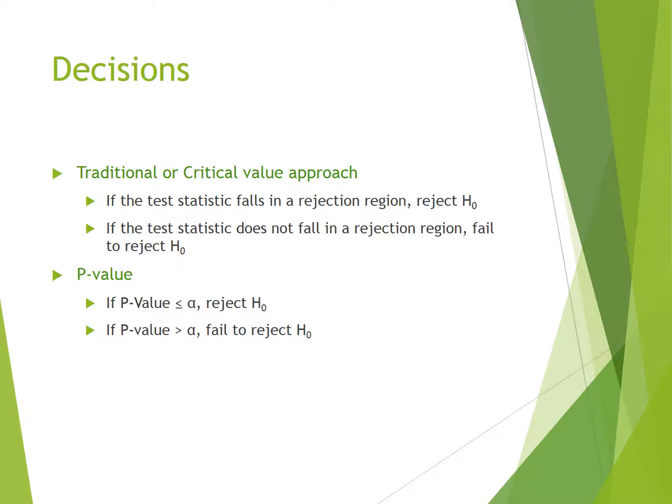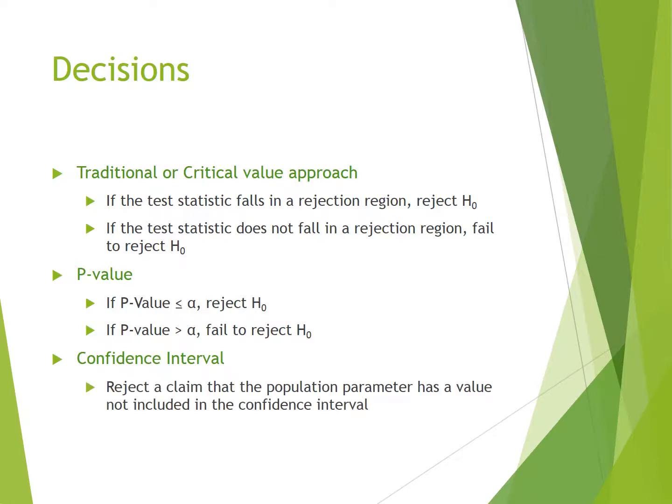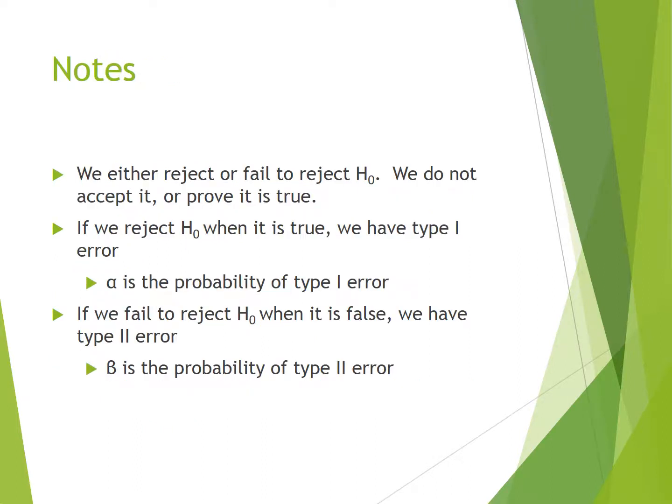So we reject it. Notice we never say accept the null hypothesis. We either reject it or we fail to reject it. If we're dealing with confidence intervals, we do the same thing, but we reject a claim that the population parameter has a value that's not included in the confidence interval. So we reject the claim that the population parameter has a value not included in the confidence interval. We do not accept it, nor do we prove it's true.